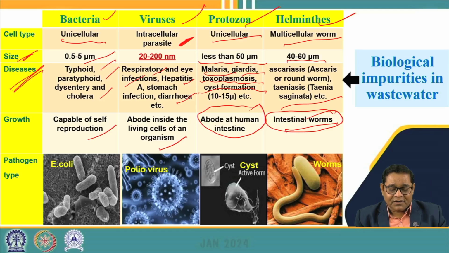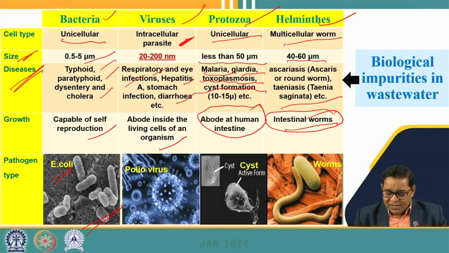They are classified under biological impurities. So these are a few photographs of E. coli bacteria, which are basically the indicator of presence of pathogenic bacteria, which may cause various types of waterborne diseases. They are mainly rod shaped, and then these are viruses, like polio virus, which may cause polio to the human being.